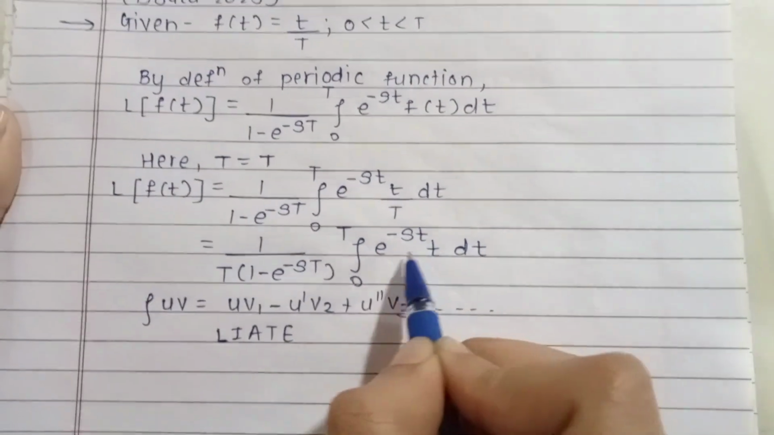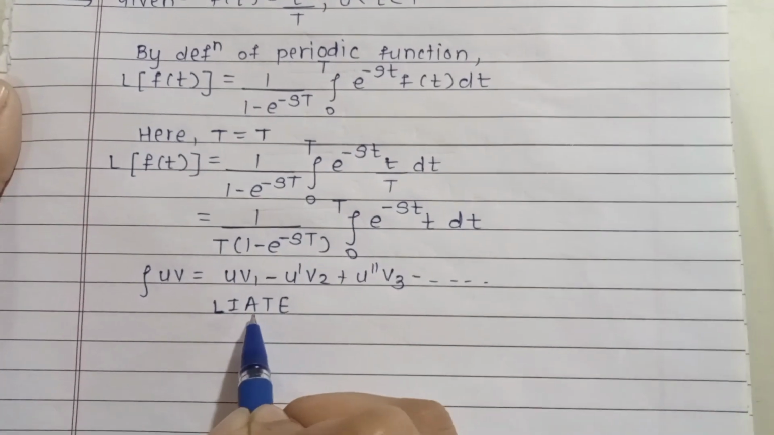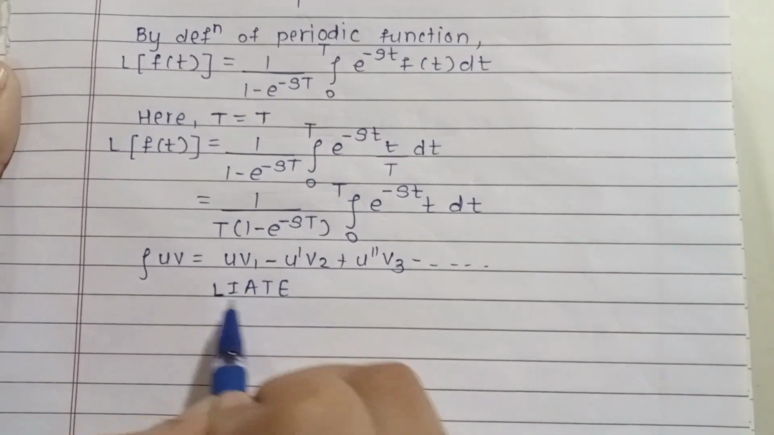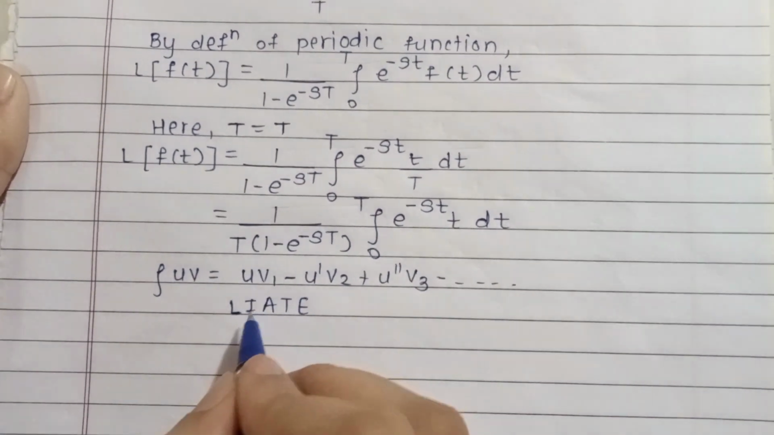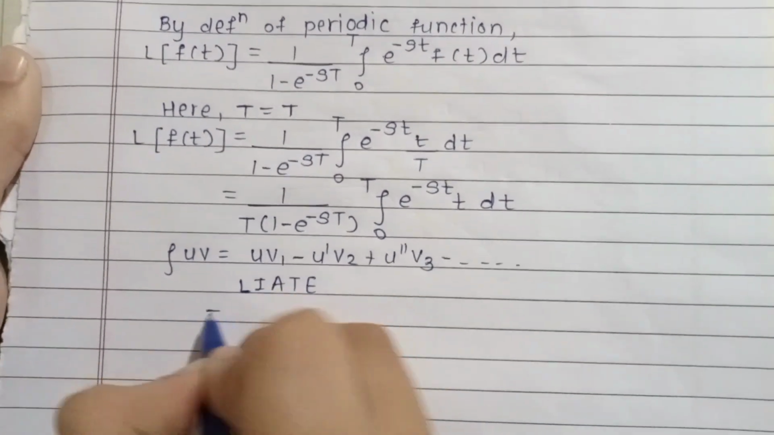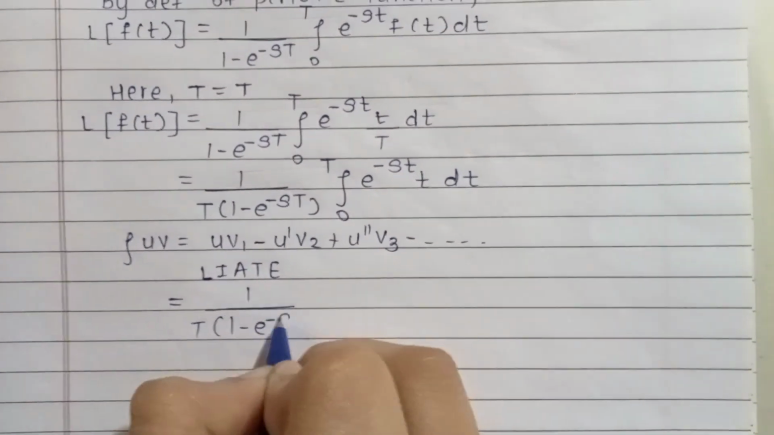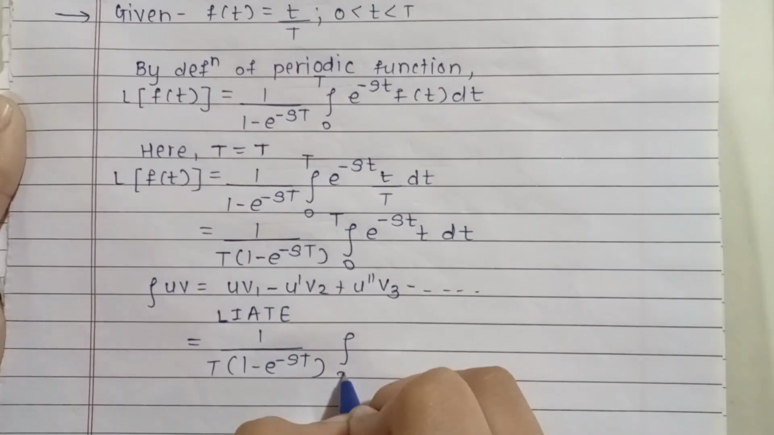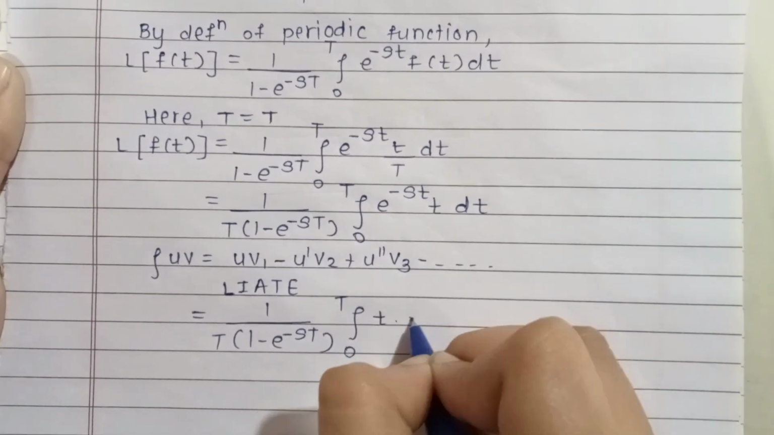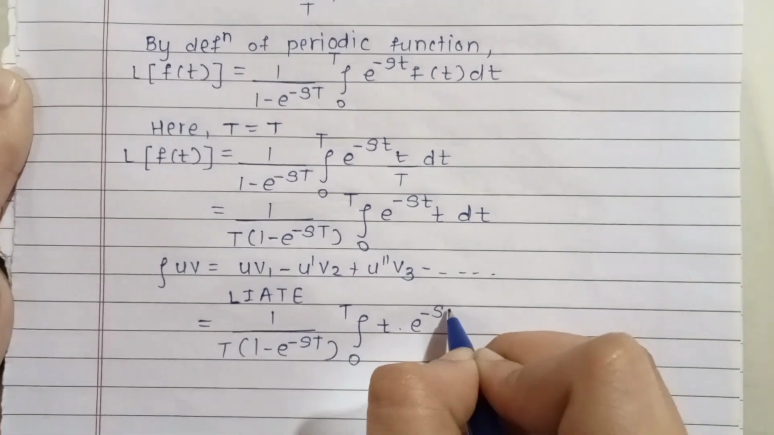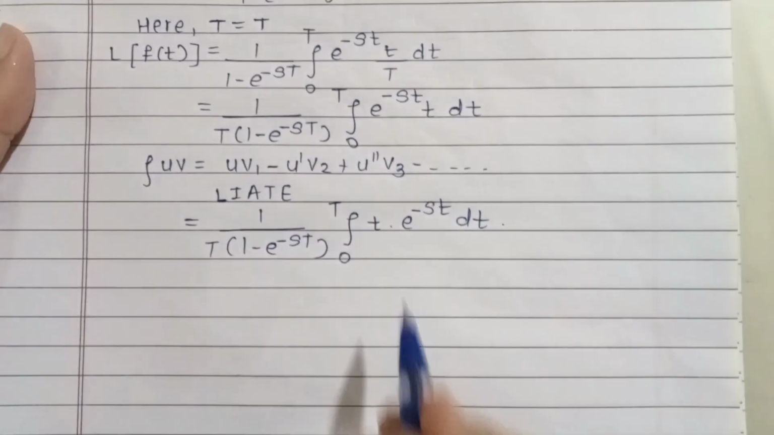Here the first term is exponential and the second term is algebraic. So it violates the formula, it violates this rule. So we have to exchange this term according to the LIATE rule. We'll write it as 1 upon capital T, 1 minus e raised to minus sT, here integration from 0 to T, t will be here at first and the second term will be e raised to minus st dt. Now we'll apply this formula to this.